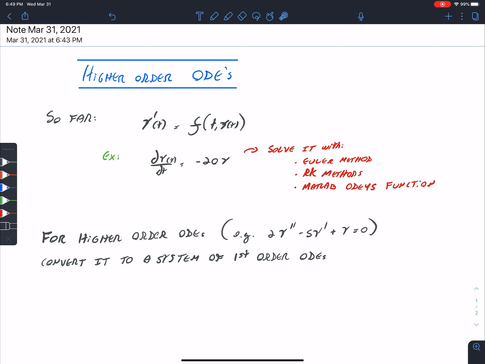How about, however, if we have a higher order ODE? For example, here is an ODE that has second derivatives, right? 2y double prime, meaning the second derivative of y with respect to t, minus 5y prime plus y equals 0. Here we have higher derivatives, and if we remember Euler's method specifically, the method that we developed before doesn't really lend itself to solving an equation like this because we have y double prime here, right? So what to do in this case?